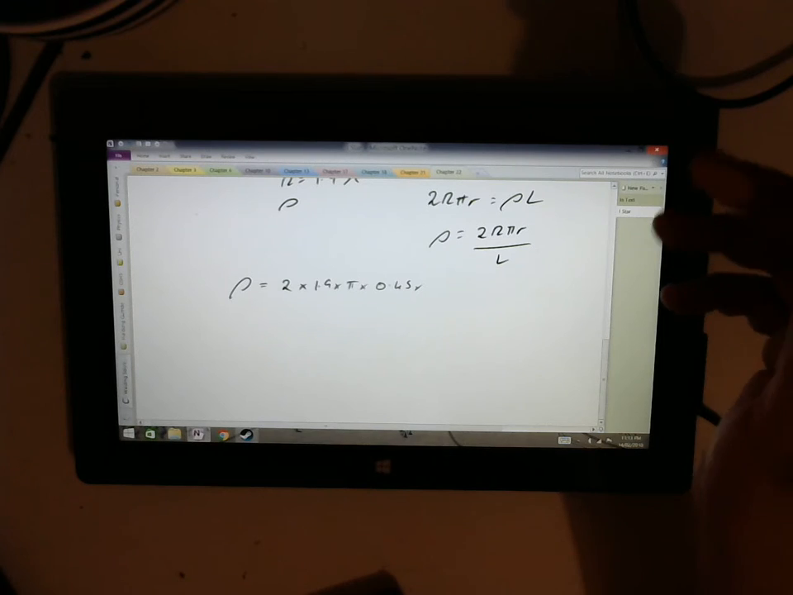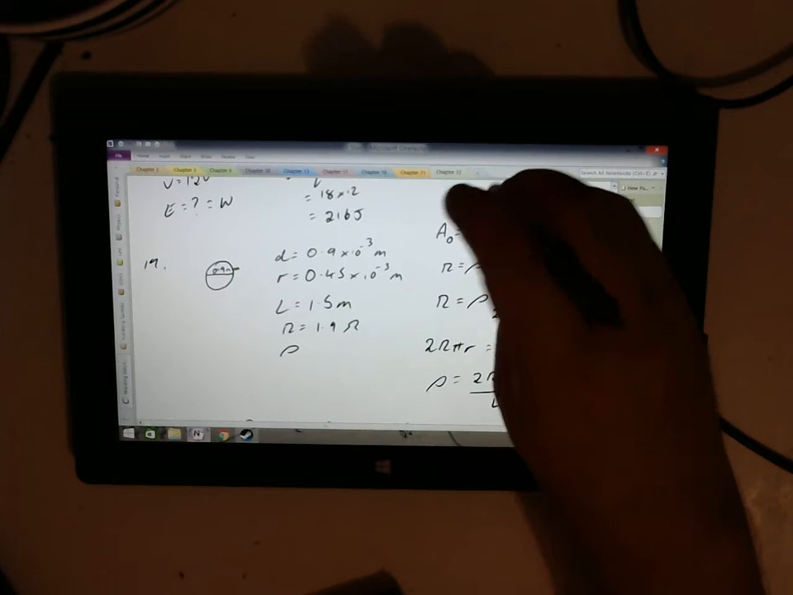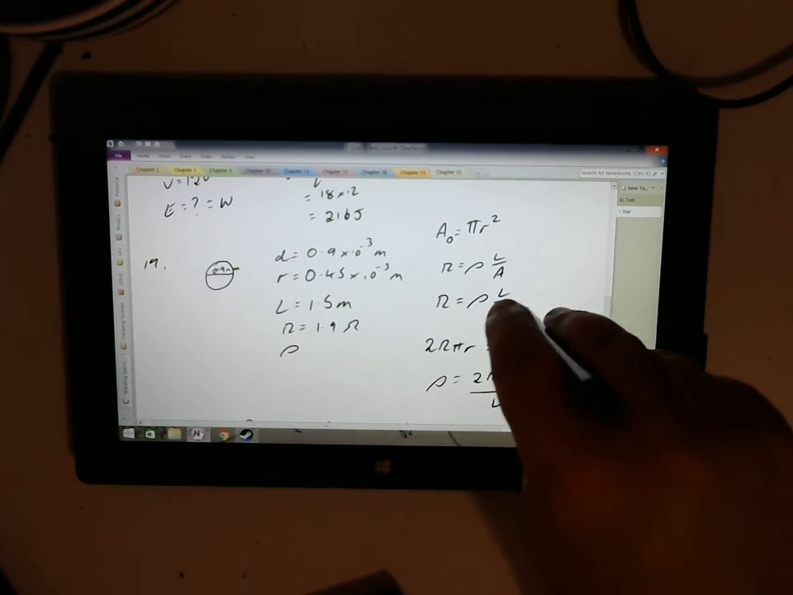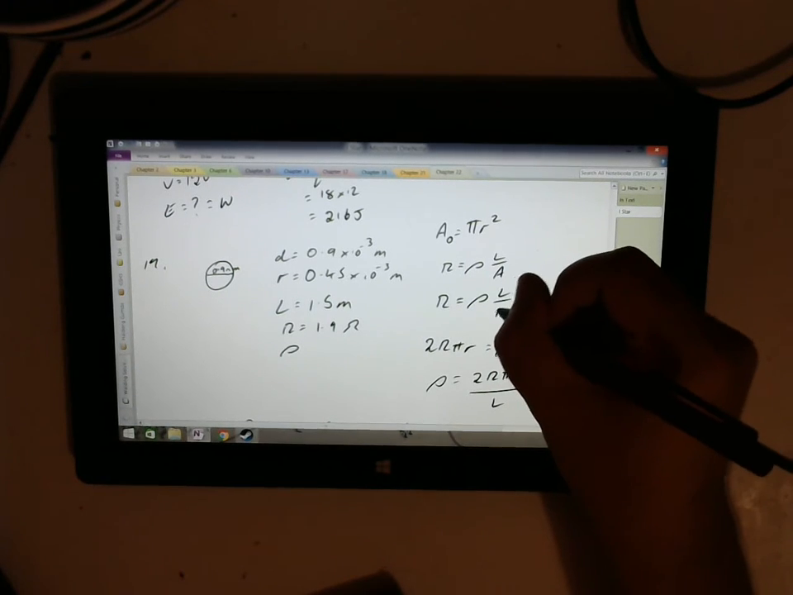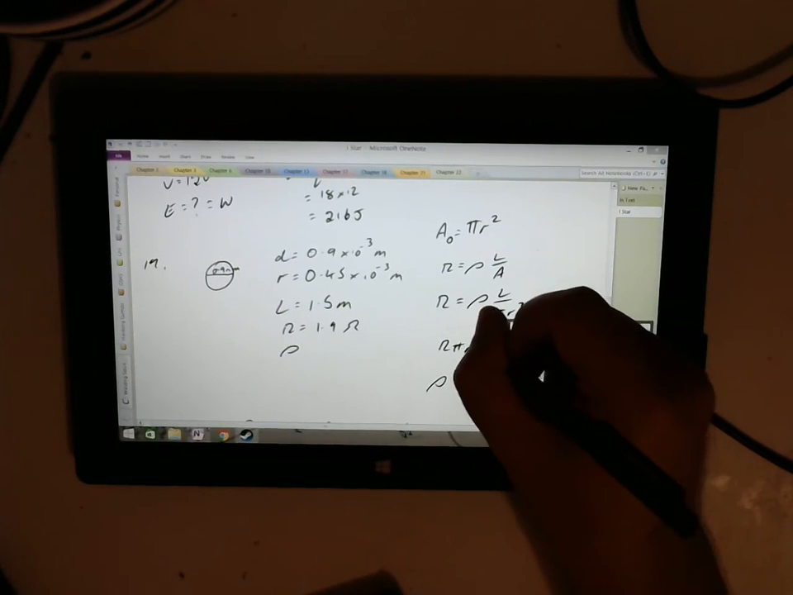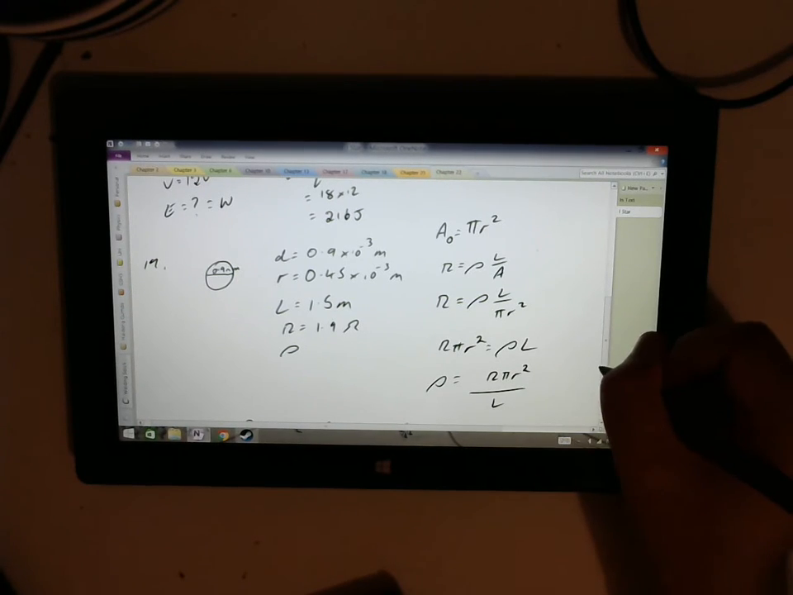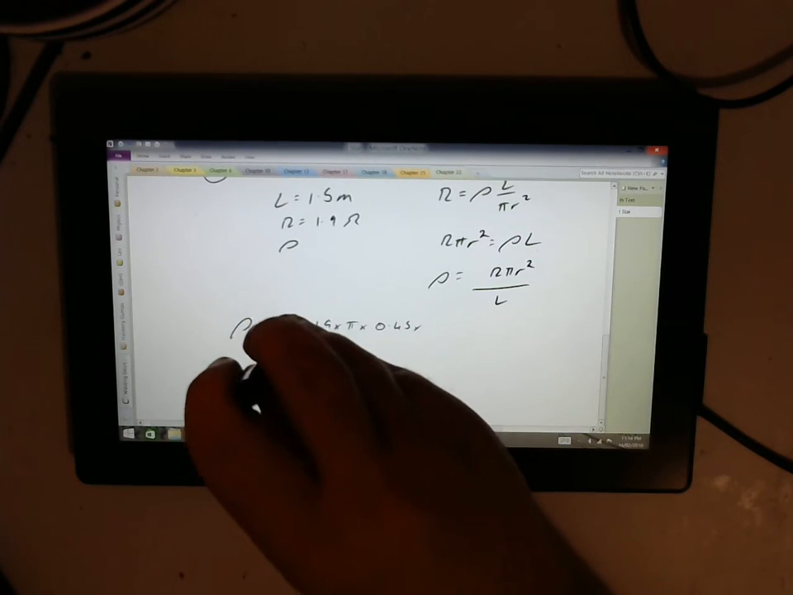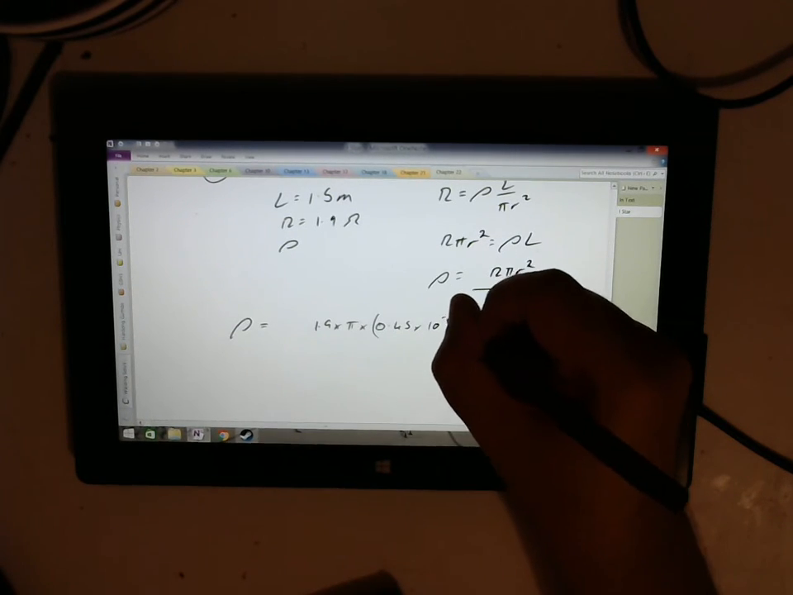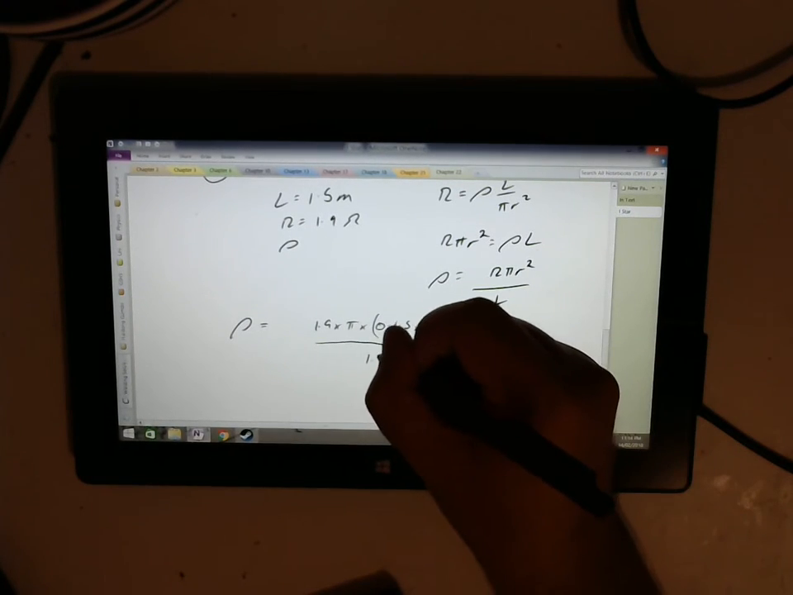Wait, 2 pi r is the circumference, not the area. Ugh, I'm an idiot. My apologies. That should be pi r squared. Let's fix that up. Pi r squared, so there's not going to be a 2, that r is going to become squared. Let's get rid of that 2. This is going to be r, 10 to the negative 3, squared, divided by our length, which is 1.5.